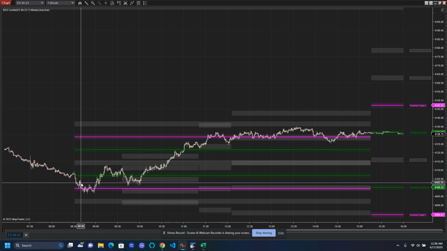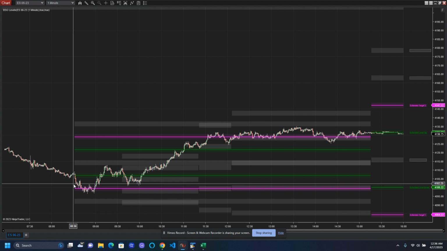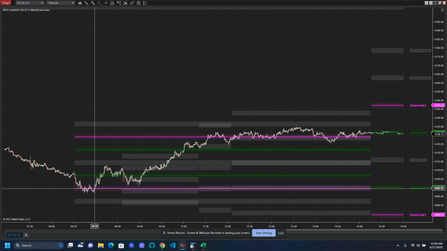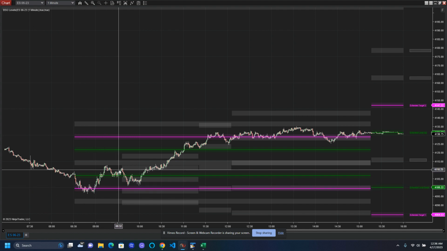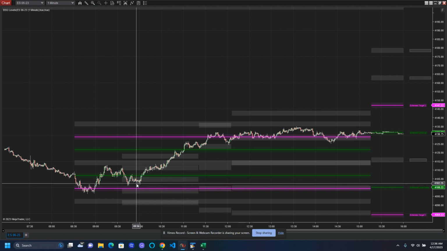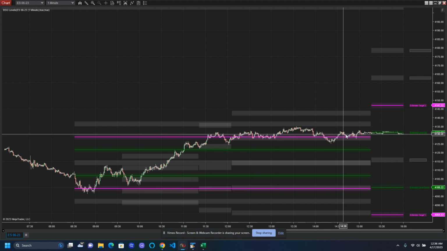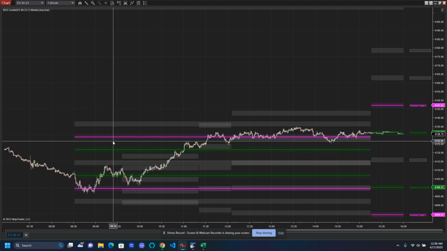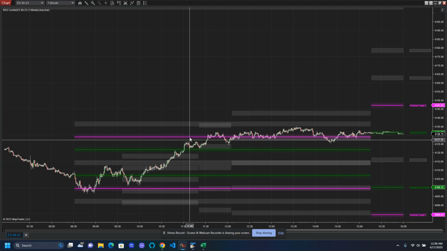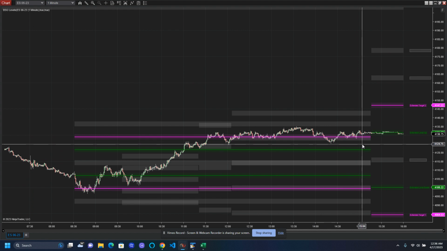All right. Do you see what I'm saying right here? It stayed in the target, went up, came back to the target, bounced back, came back to the target, went to the opposite target, and stayed there the whole time. You cannot underestimate the power of this levels indicator.